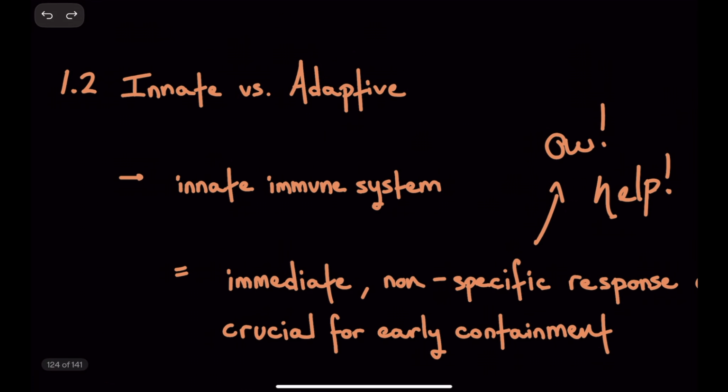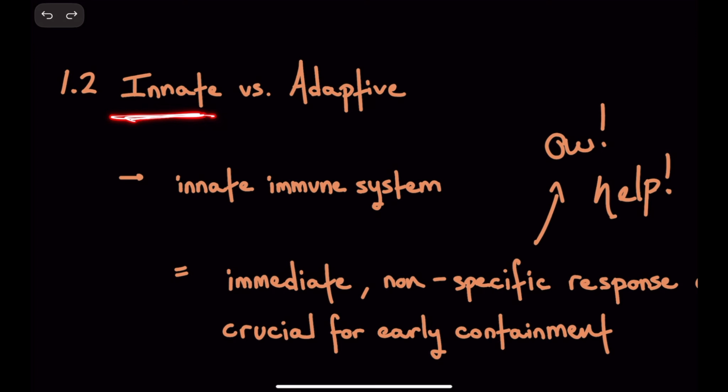So yeah, we're talking about the innate immune system and the adaptive immune system. We're going to define those terms, and through the defining of those terms, we're going to learn about the cells that carry out the function of these two systems. All right, so let's get to it.